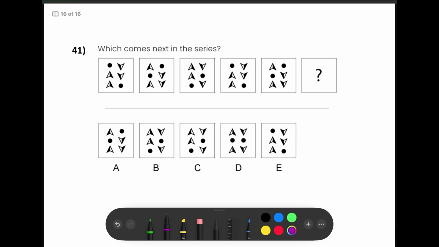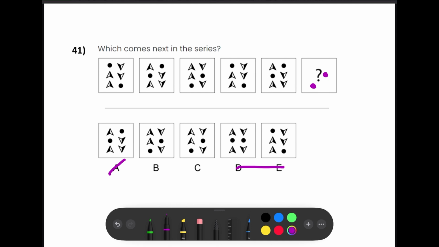Next question. As you can see here, the circles move down from one square to the next. And then once they reach the bottom, they go back to the top. So if we move this one down, the circle's going to be here. And we move this one down, the circle's going to be in the second position on that side. So let's rule out any options that don't look like that. So now it's between B and C.